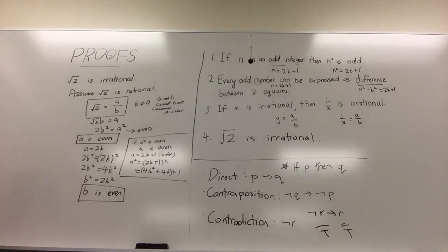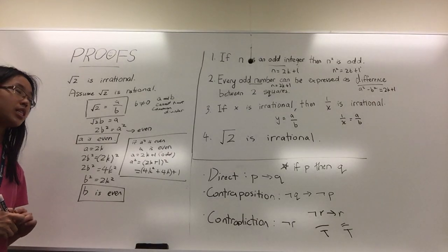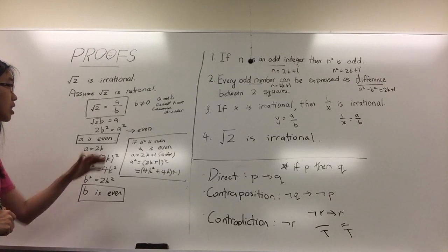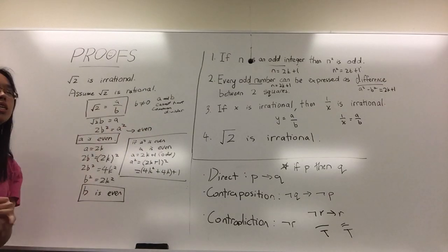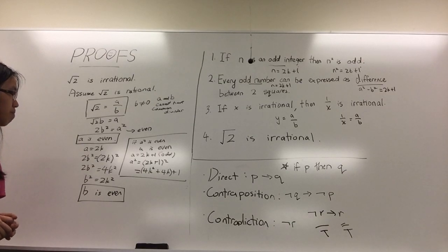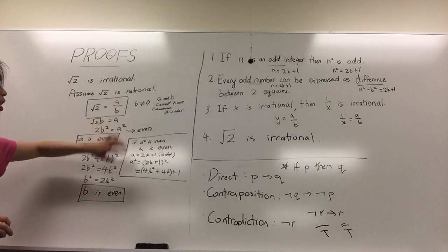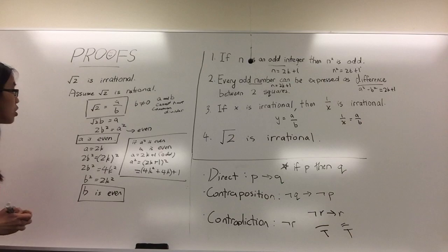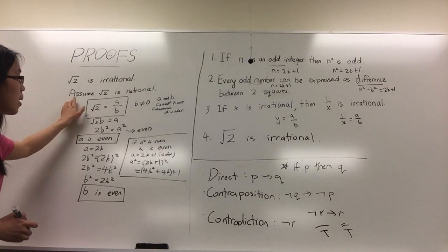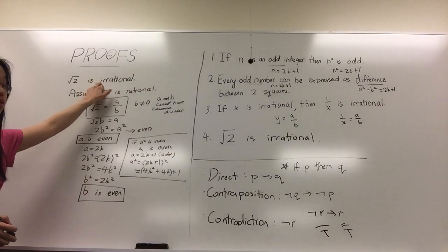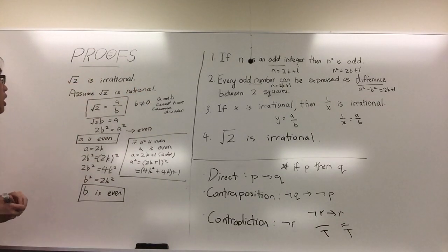But if a is even and b is even, it means that both of them can be divided by 2. And we started off by saying that a and b cannot have a common divisor. This means that there is a contradiction, because we have shown that our assumption does not work. So by proof by contradiction, because we started off with not R, we know that R is true. So we know that square root 2 is irrational.